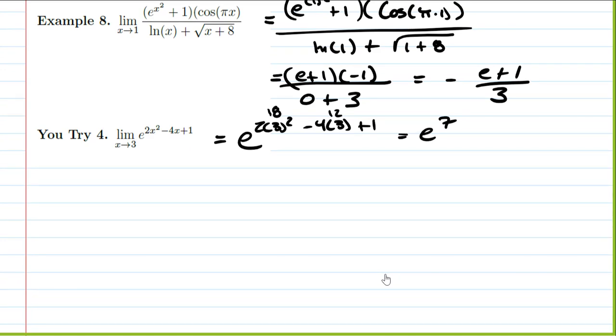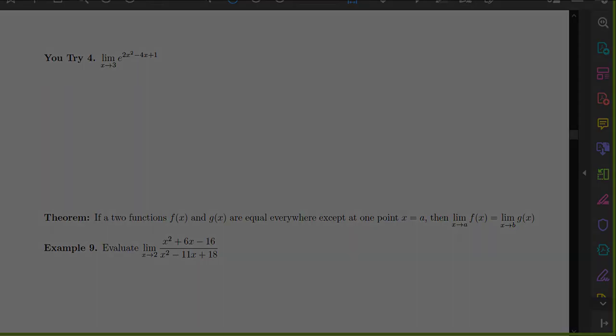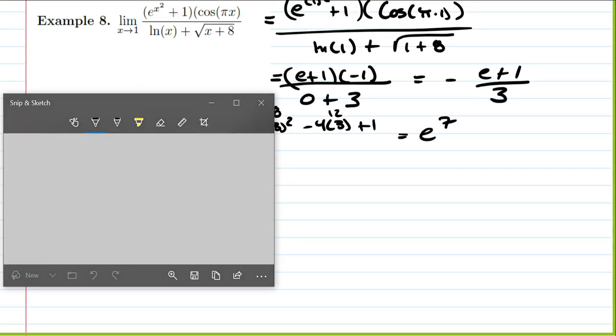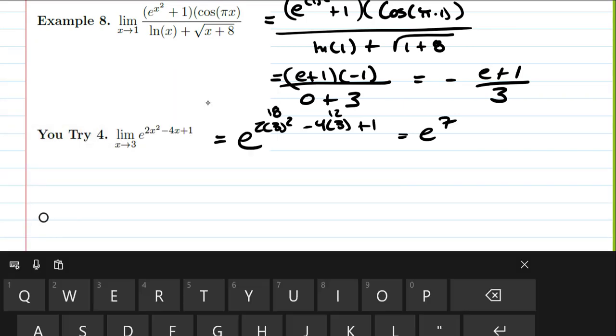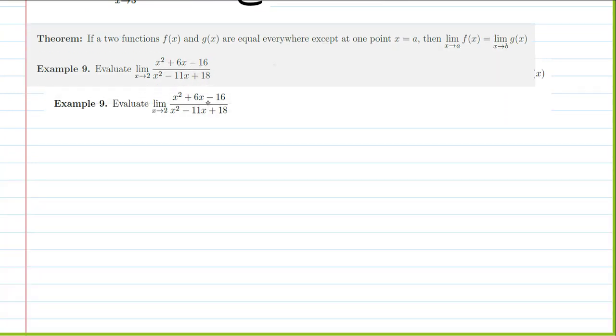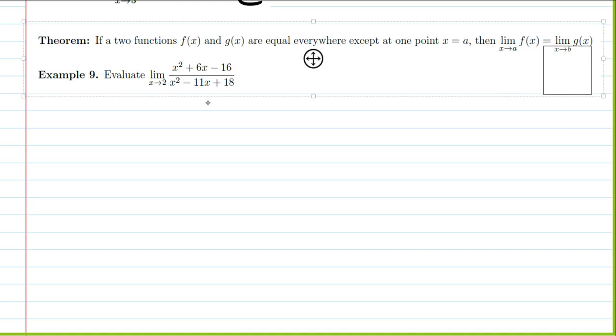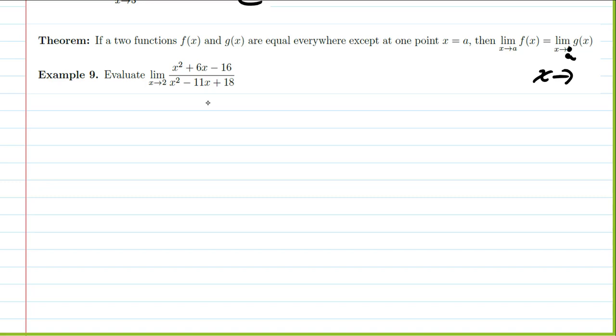All right, so now we're going to exploit a property that was mentioned in the previous section. Formally, we're going to record it here, but it says if two functions f and g are equal everywhere except at one point, x equals a, then the limit as x approaches a of f of x is equal to the limit as x approaches a of g of x. Sorry, that's a typo in my notes. They should both be a, not b. I'll write that a little bit bigger, so make sure you make a correction in your notes.